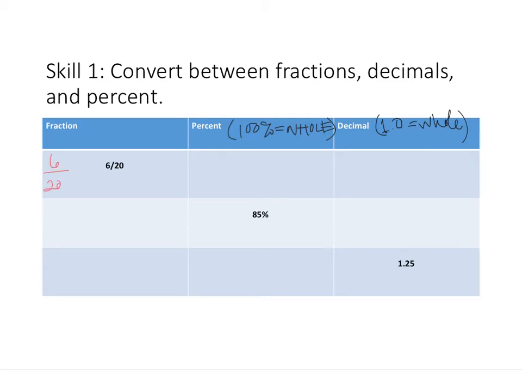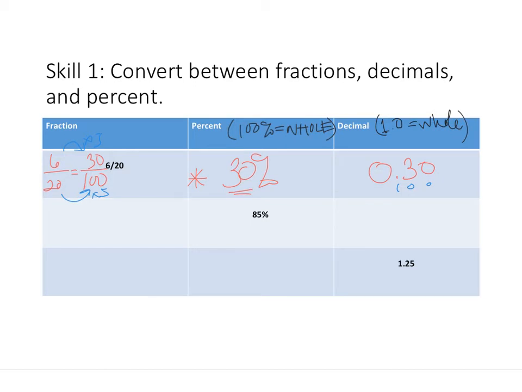6 out of 20 is the same thing as saying something out of 100. I need it to be out of 100 because I need this percentage. So 20 times 5 gives me 100, meaning I have to do the same thing to the top. Therefore, 30 out of 100 is the same thing as saying 30%, because a percent is always out of 100. As a decimal, because it's 30%, the same thing as 30 hundredths, we write 0.30.